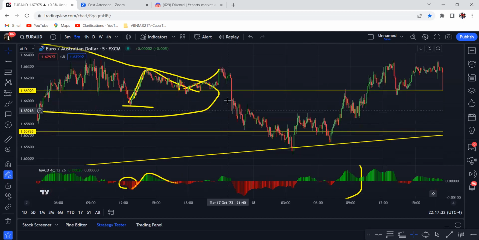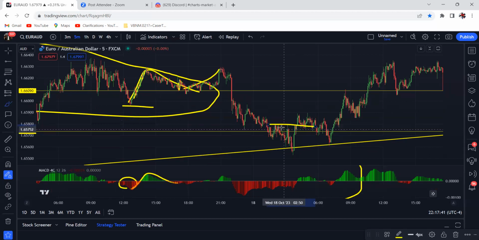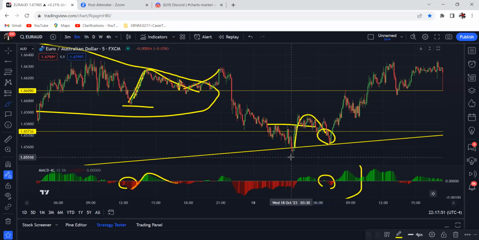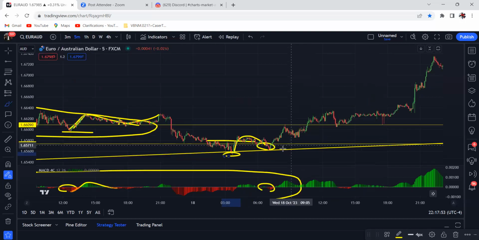So I do the process over again. Price comes down. I need a break and retest. There it is. I get a break. There's my change of character. I get a retest. Look at my MACD. Look how it goes bearish, right? And now I'm looking for bullish activity. My stop loss is going to be low there. And then voila.